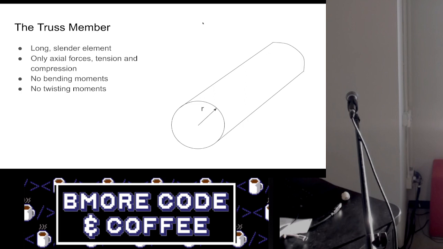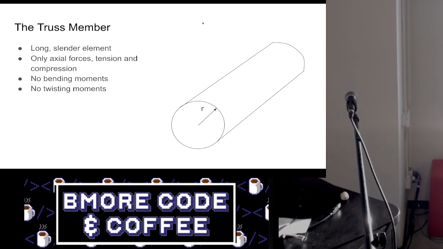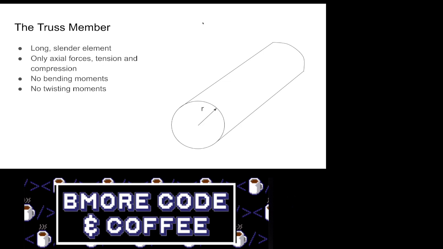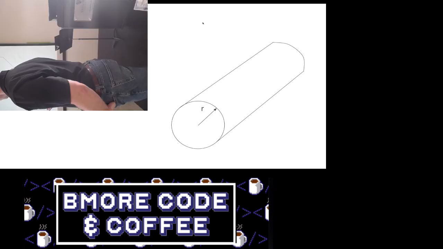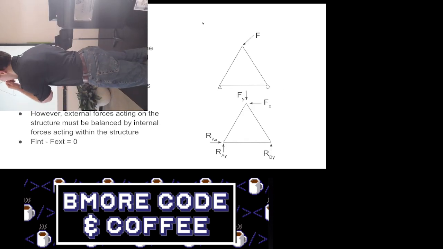So what are we dealing with? We're dealing with a truss member, and for this presentation, it's just going to be a long, slender member. It only carries axial forces, compression and tension, no bending moments, and it's round. We're not doing any special shapes or anything. We're just going to have a radius and a length.